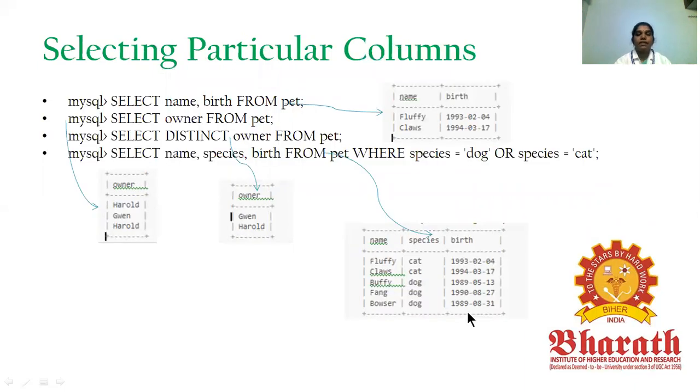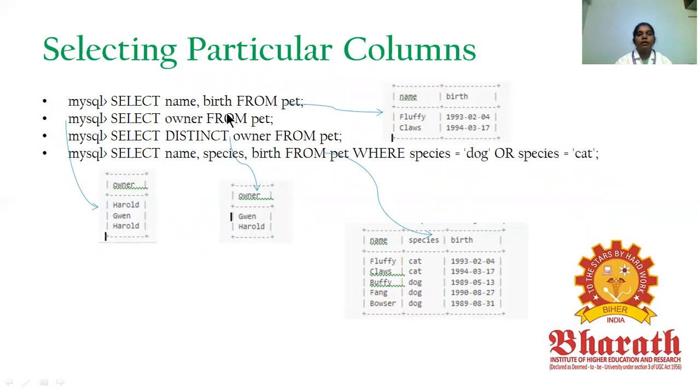Next one, selecting particular columns. We are not going to select rows, we are going to select a particular column. We have 6 columns in the pet table. I don't want all the columns, I need only one column. How can we retrieve it? Now see the example, then we can easily understand.